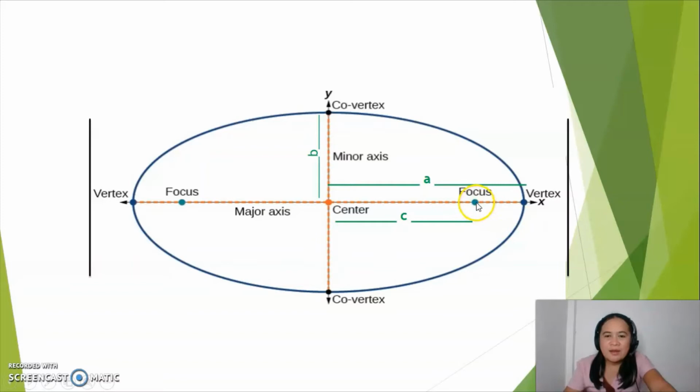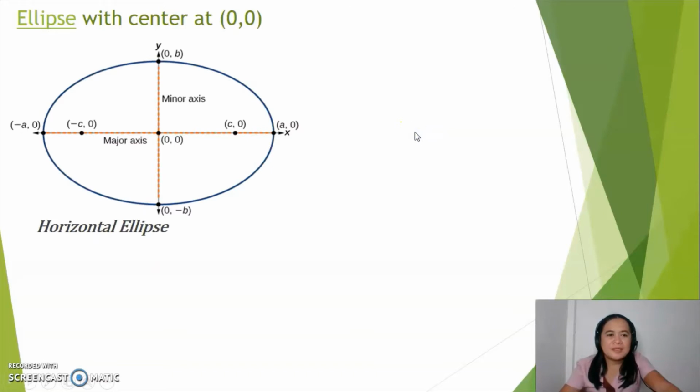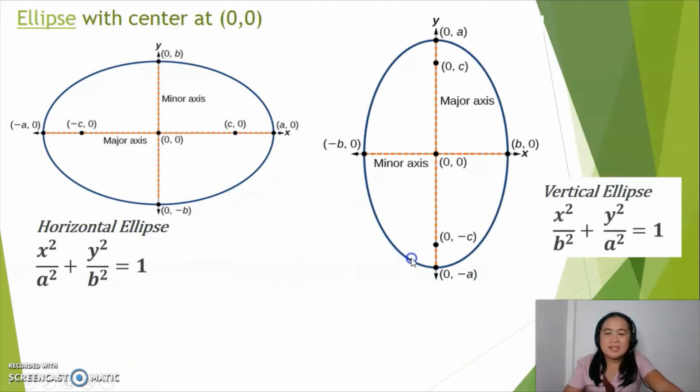Now take note, the distance from the focus going to the vertex is equal to the distance from the vertex going to this line, and this line is considered the directrix. Now there are two kinds of ellipse. An ellipse could be horizontal, in which the standard equation is x squared over a squared plus y squared over b squared equals 1. Or it could be vertical, in which the standard equation is x squared over b squared plus y squared over a squared equals 1.